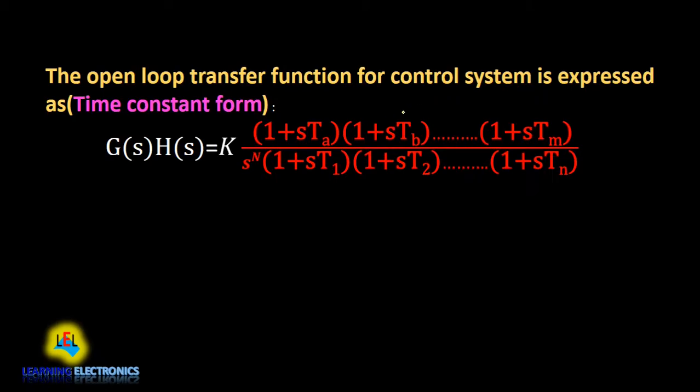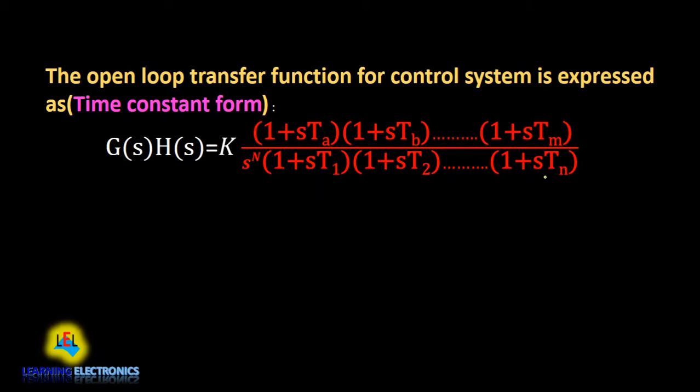The open loop transfer function for the control system is expressed as G(s)H(s) equal to K into (1 plus sTa) into (1 plus sTb) multiplied up to (1 plus sTm), whole divided by s to the power N into (1 plus sT1) into (1 plus sT2) multiplied up to (1 plus sTn).